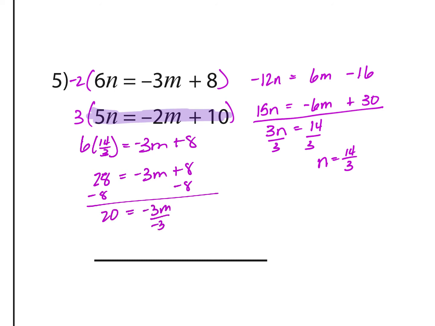20 equals negative 3m. Divide by negative 3. And m equals negative 20/3. So m, n, right? Negative 20/3, comma 14/3. That's why it looks so weird, because my answers are both fractions.